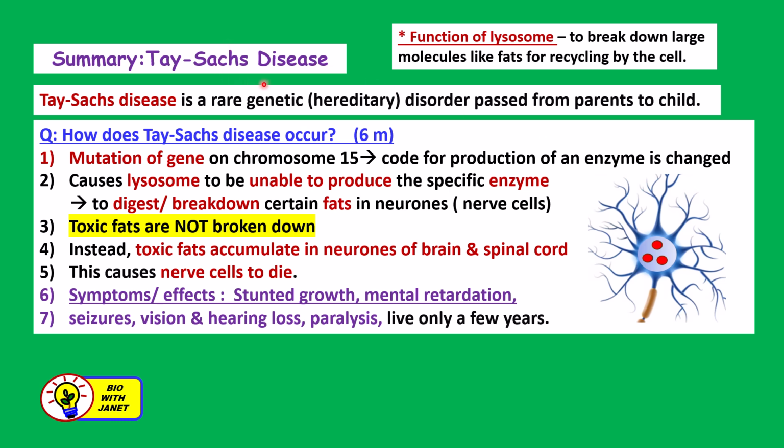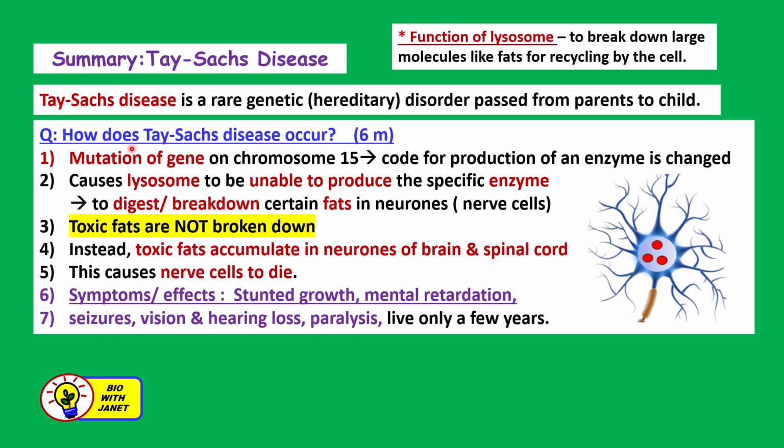So in summary, let's say you're asked to explain Tay-Sachs disease. Firstly, you must know that the function of the lysosome is to break down large molecules like fats for recycling in the cell. But in Tay-Sachs disease, there is failure of the lysosome to function. Tay-Sachs disease is a rare genetic or hereditary disorder passed down from parents to child.